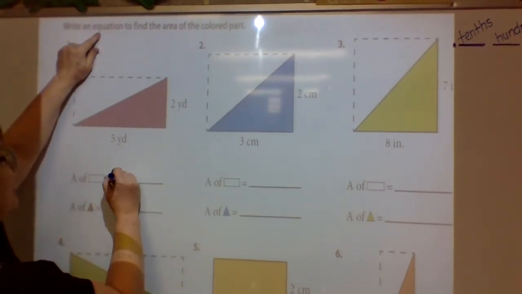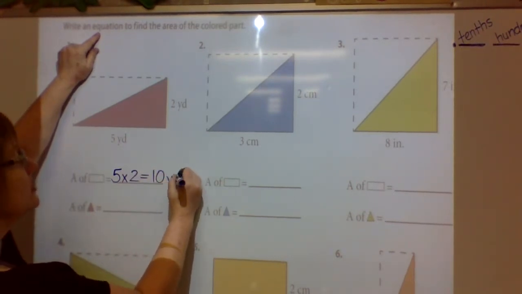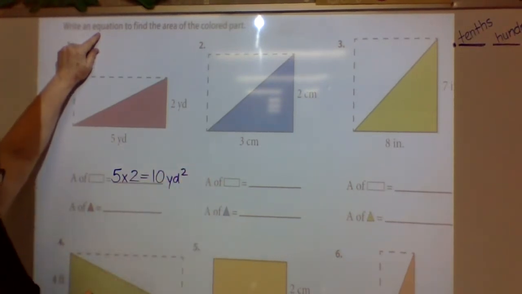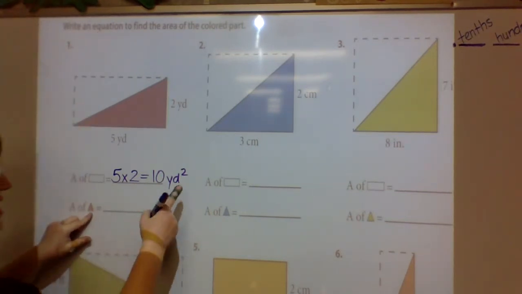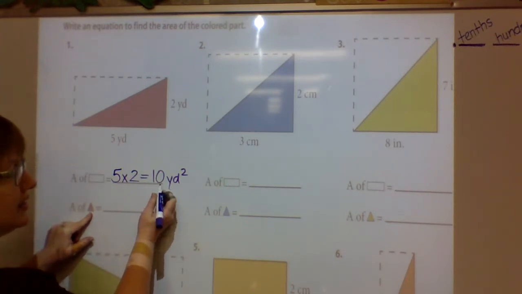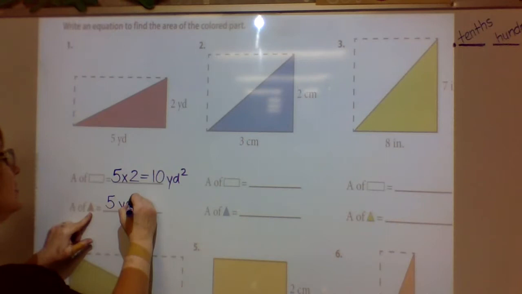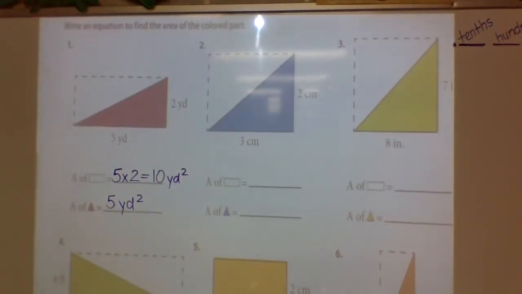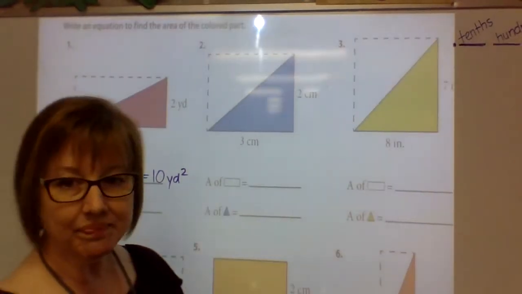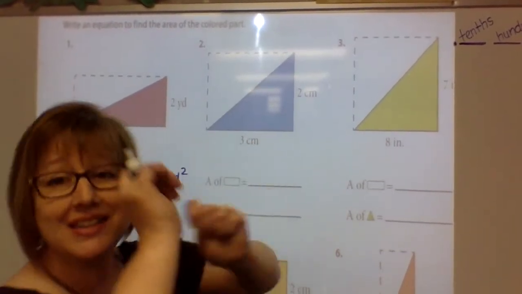Write an equation. So we're going to write 5 times 2 equals 10 square yards, okay? But it's only half of the rectangle, so the area of the triangle would be 10 divided in half. So it would be 5 square yards. Do you see how easy that is? It's so easy, I'm going to double check and make sure I did it right. Yes, that is right.